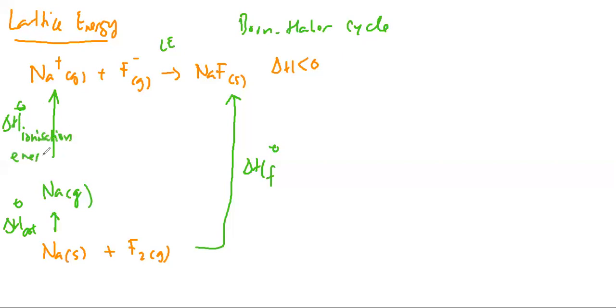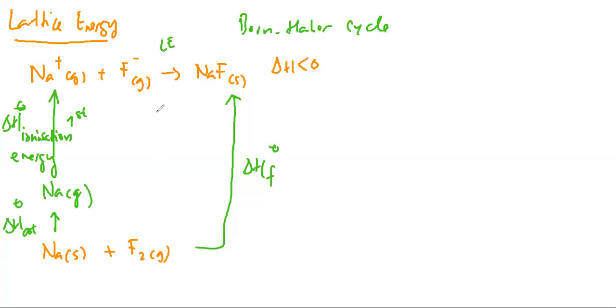Ionization energy. It's actually the first ionization energy. Let me emphasize that it is the first because we only remove the first electron from the outer shell of the sodium atom. So now we have Na+(g).